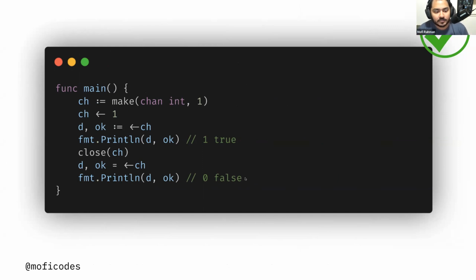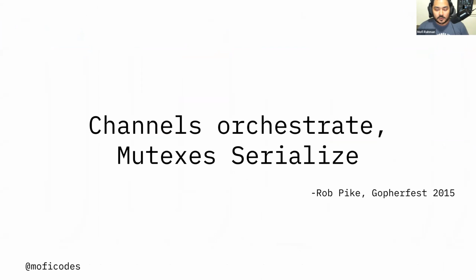All right, so from Gopher Fest 2015, Rob Pike gave a talk called Go Proverbs. A lot of the later Go talks actually use a lot of the quotes he used in his talk. One of the famous ones he used there was: channels orchestrate, mutexes serialize.